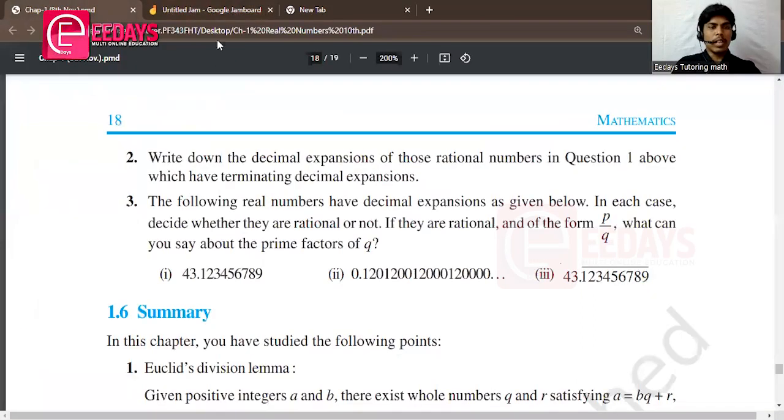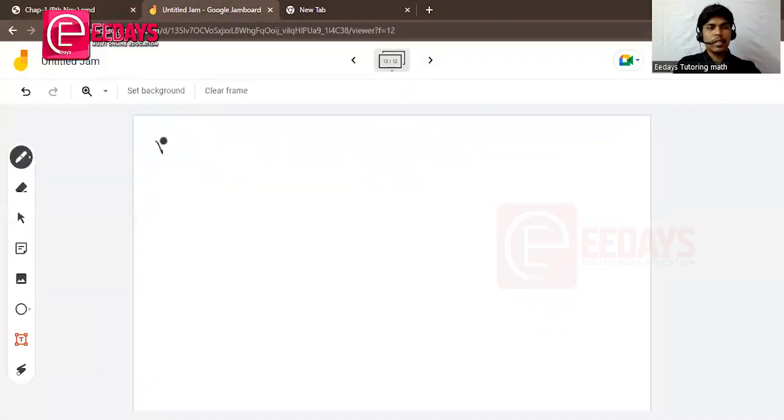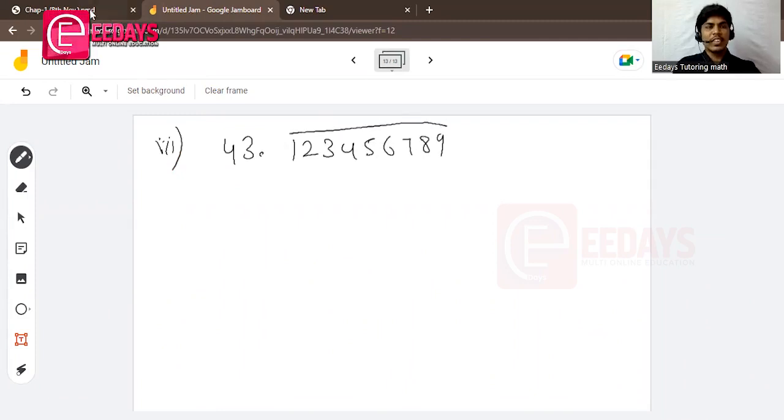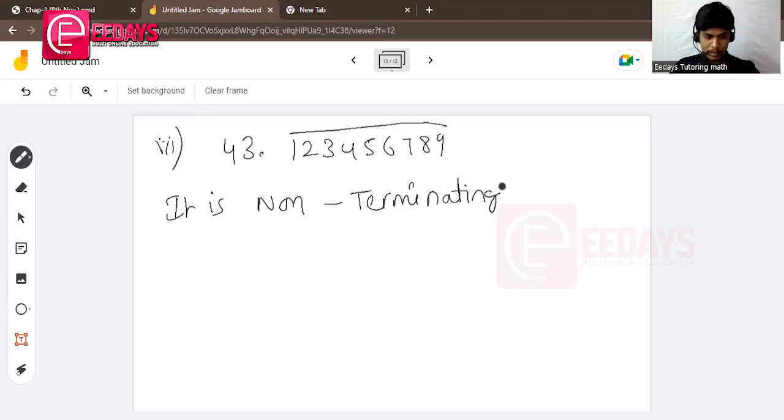Okay. All right. Let's move on to the last question. 43.123456789 with a bar, the third one. Here they put a bar. What I told you: if you put a bar here, first we can confirm it is non-terminating, because we couldn't get 0. But here we are putting a bar, so that's why it is repeating.